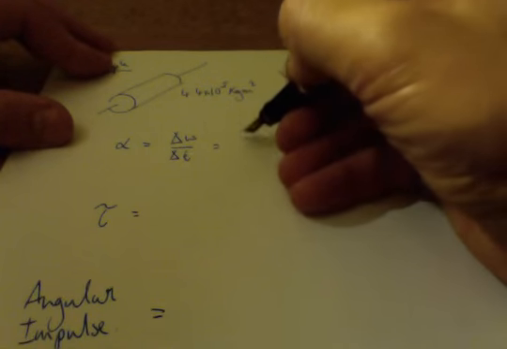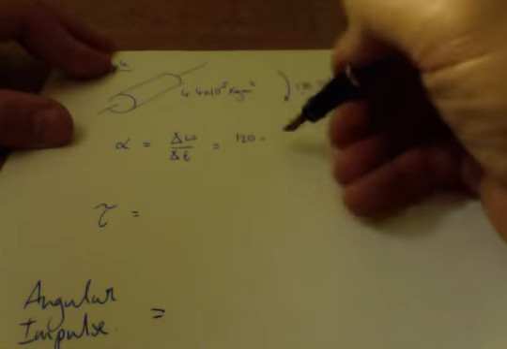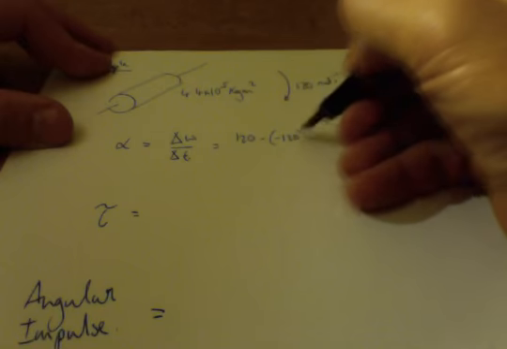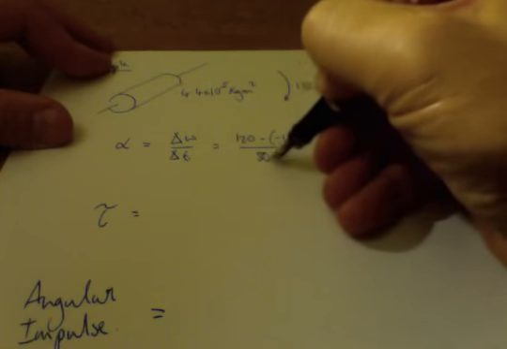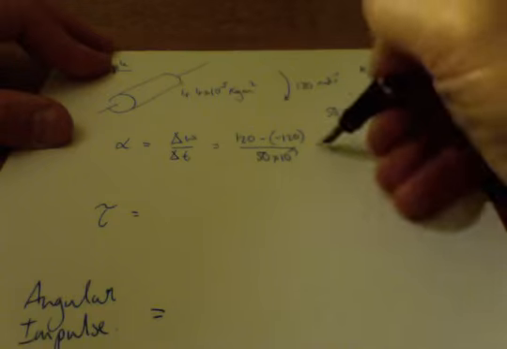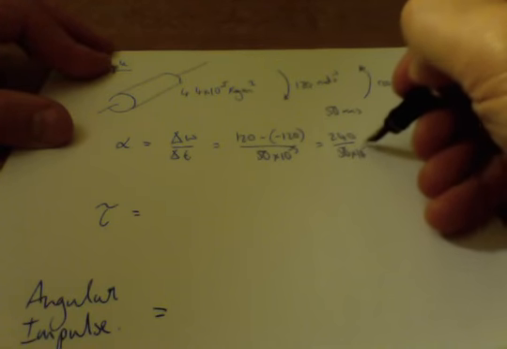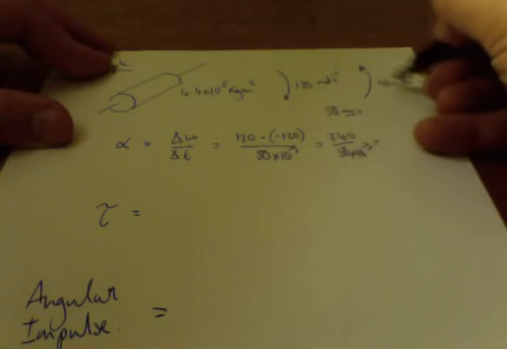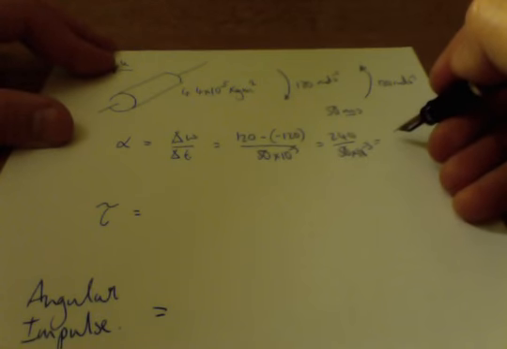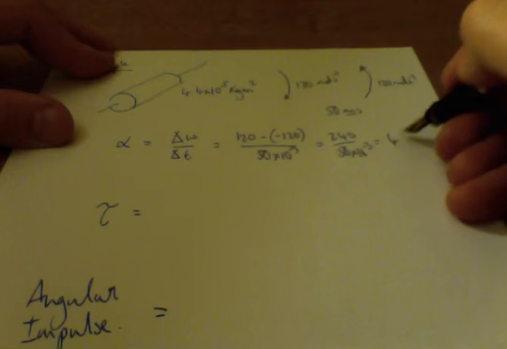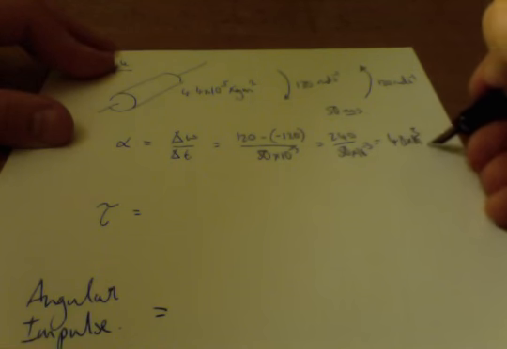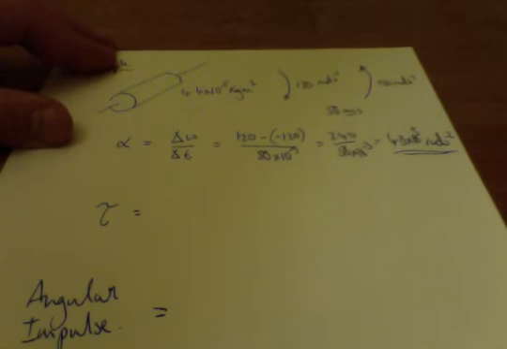Okay, simply, the change in angular speed divided by time gives us the angular acceleration. We've moved from 120 rads per second to minus 120 because it's going the opposite direction, in 50 milliseconds. That gives us 240 over 50 times 10 to the minus 3. Careful of the milli, careful of the direction change. And that gives us 4.8 times 10 to the 3 rads per second squared, careful of the unit.